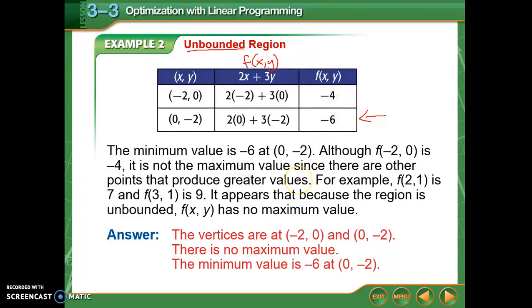For example, if we look at the point (2, 1), you can see that when I plug 2 in for x and 1 in for y, I would get 7. Or if I look at the point (3, 1), I would get 9. So we can very easily find points that will give us a greater value than negative 4. Since this is unbounded, it looks like there's no maximum value.